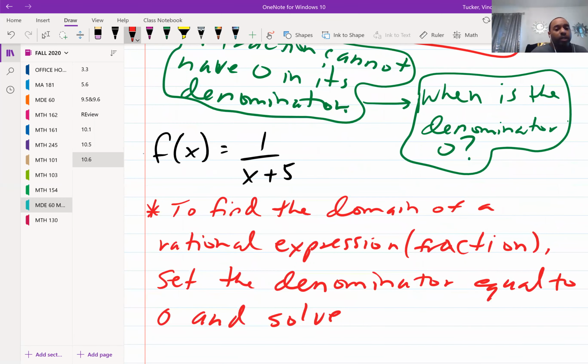All right, so when we're looking at a fraction or a rational expression, those are used interchangeably, so I just want to get you used to the terminology. Rational expression and fraction are the same.